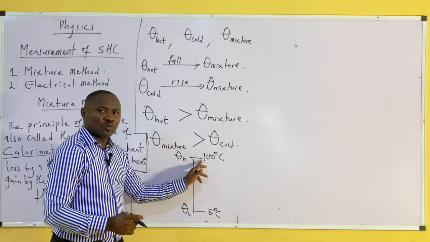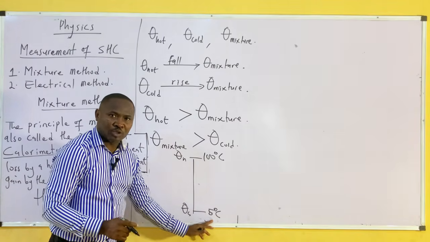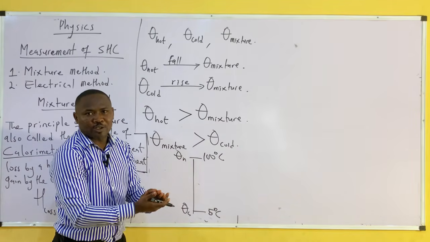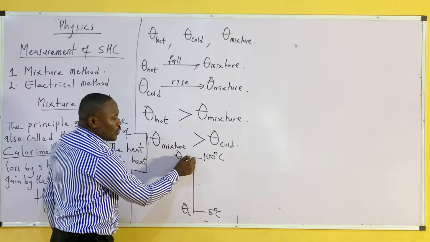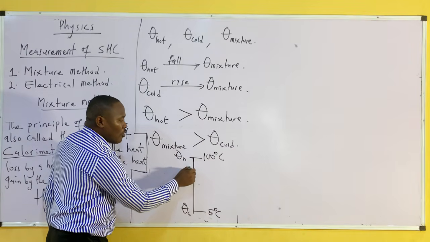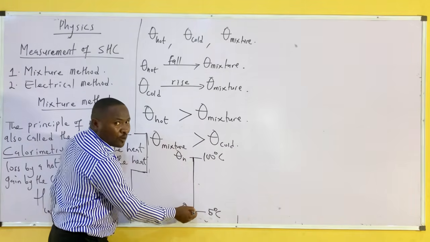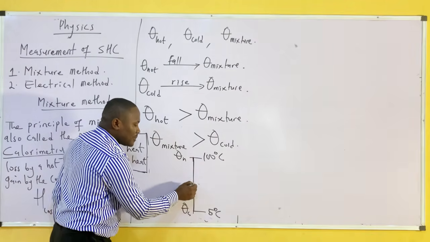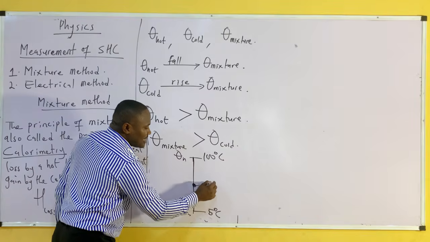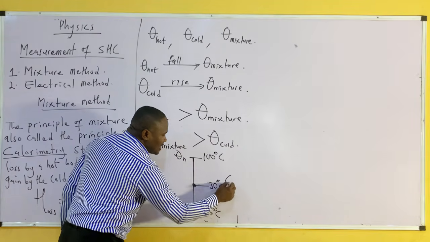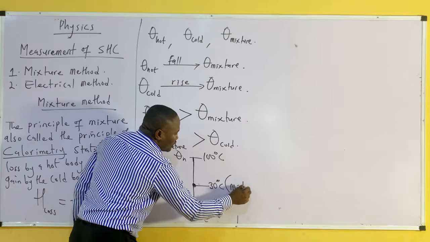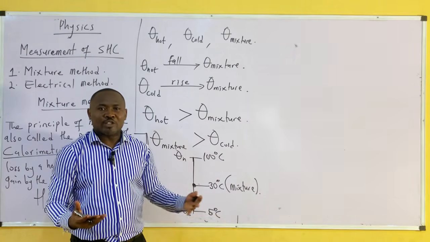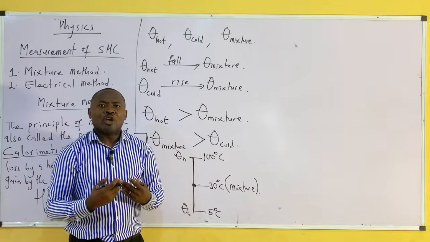Now I could not bathe with this water, likewise I could not bathe with this water. What did I have to do? I had to mix the two waters together. The temperature of the hot water will fall while the temperature of the cold water will rise. Both of them now meet at a point. Let's assume where they are meeting is 30 degrees Celsius. This is now the temperature of the mixture. Now I can easily bathe with this water, because it's warm water and it's good on my body.